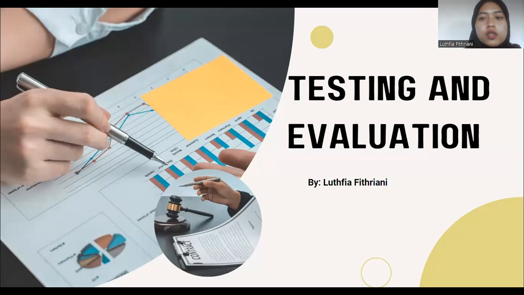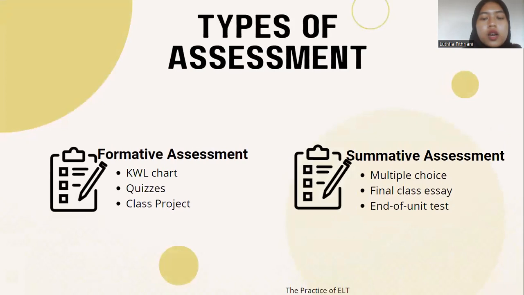Today we are going to learn about testing and evaluation, or we usually call it assessment. There are two general types of assessment, formative assessment and summative assessment. Formative assessment is an assessment that has a purpose to monitor the student's progress during the teaching and learning process. So formative assessment is usually conducted in the middle of the teaching and learning process. The examples of formative assessment are KWL chart, quizzes, and past project.